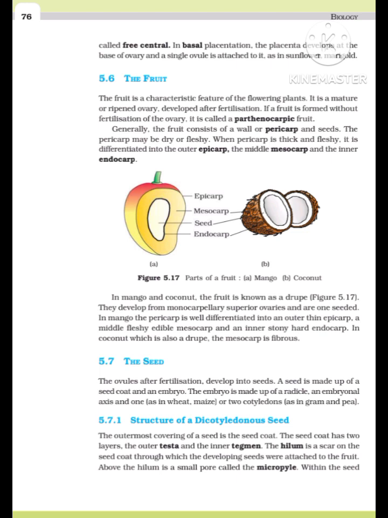Figure 5.17 Parts of a fruit. A, mango. B, coconut. In mango and coconut, the fruit is known as a drupe, Figure 5.17.